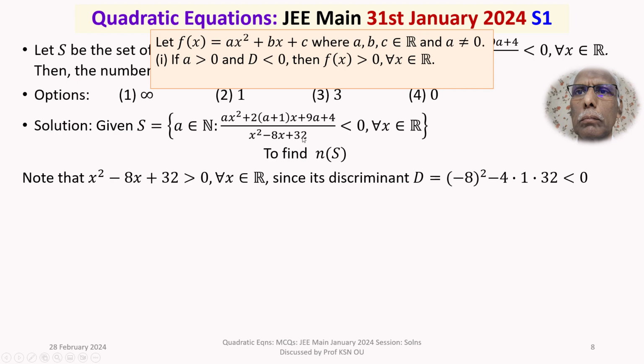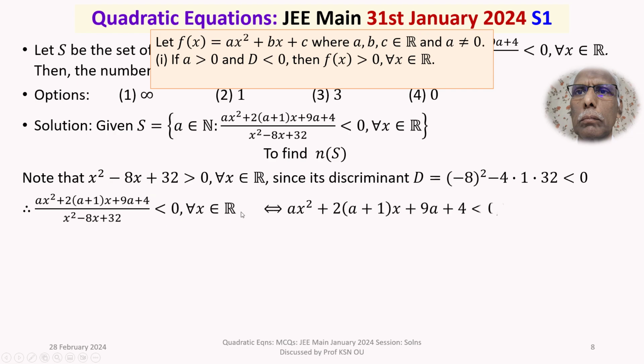So you take this quotient and multiply by x square minus 8x plus 32. The denominator will go off, and this less than 0 will be retained. So you take that is less than 0 for all x belongs to R.